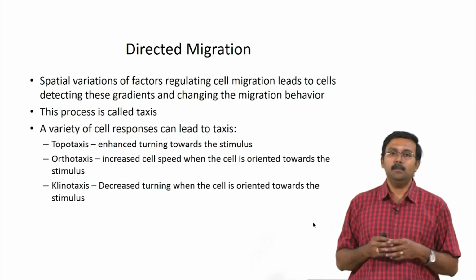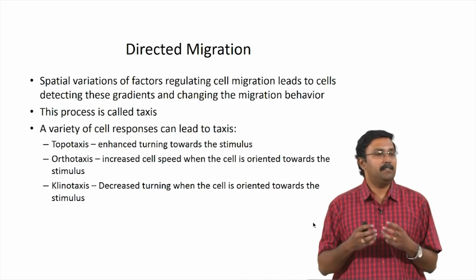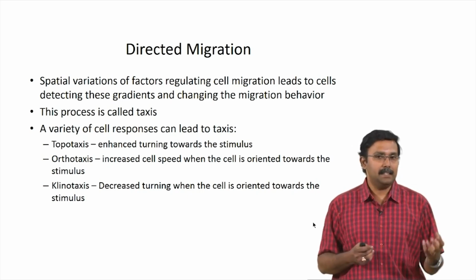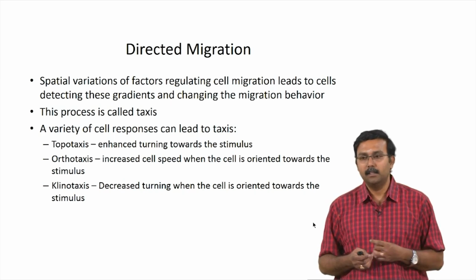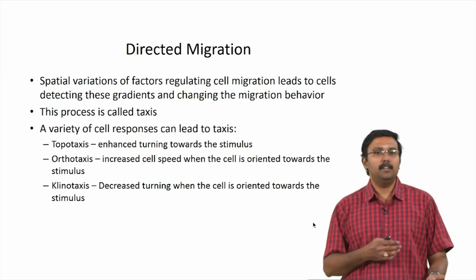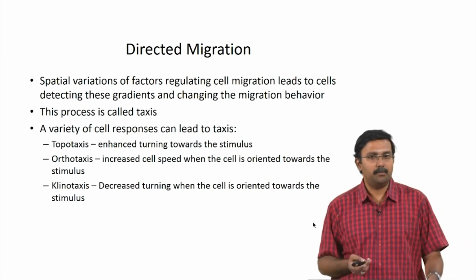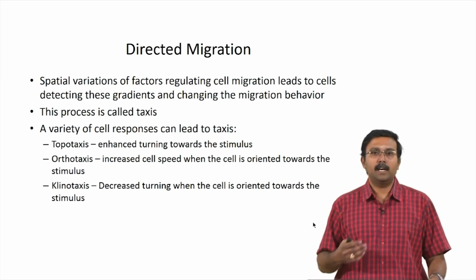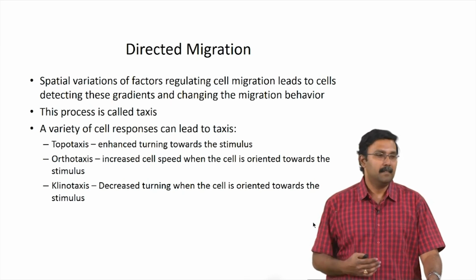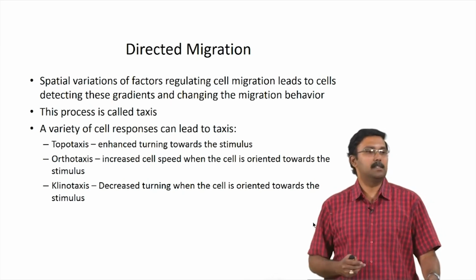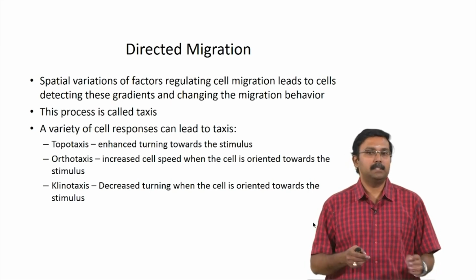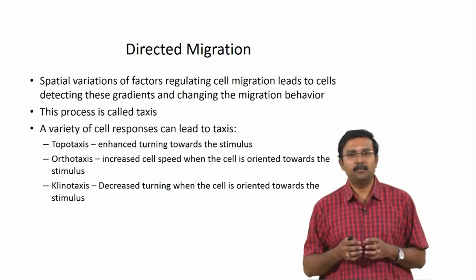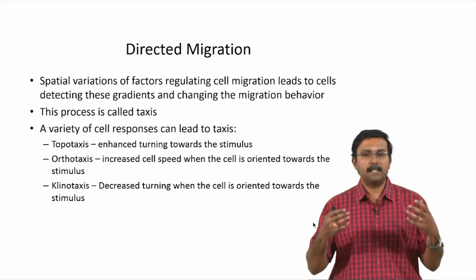Okay. So, when you are talking about directed migration, there are spatial variations of factors which regulate cell migration, and this leads to cells detecting these gradients and changing their migration pattern. This process is called taxis. There are different types of taxis which you would have heard of. Topotaxis is enhanced turning towards a stimulus. Orthotaxis is increased cell speed when the cell is already oriented towards the stimulus, and you have clinotaxis, which is decreased turning when the cell is oriented towards the stimulus, right. So, these are the 4 ways the cells can respond in the presence of a stimulus.